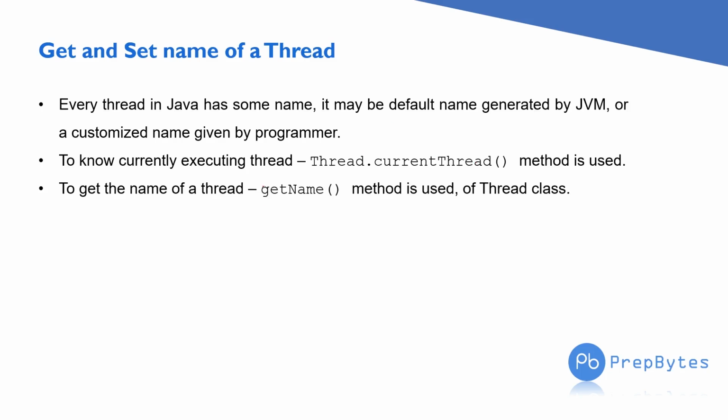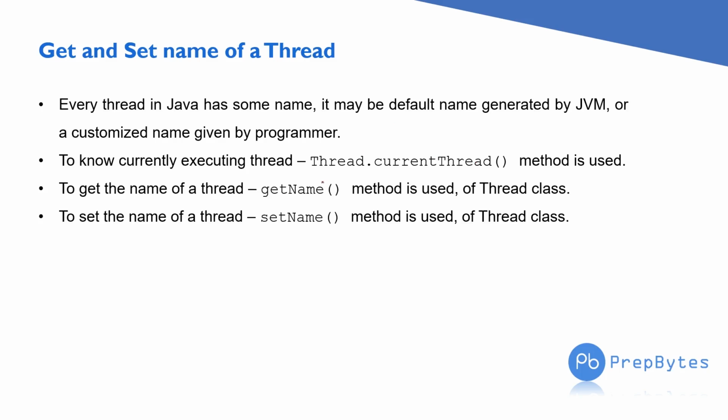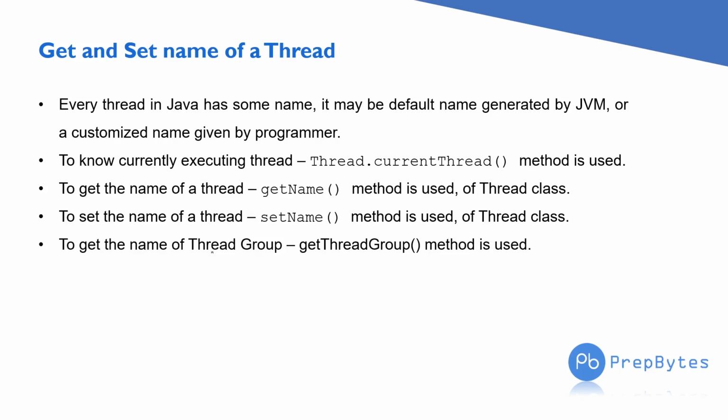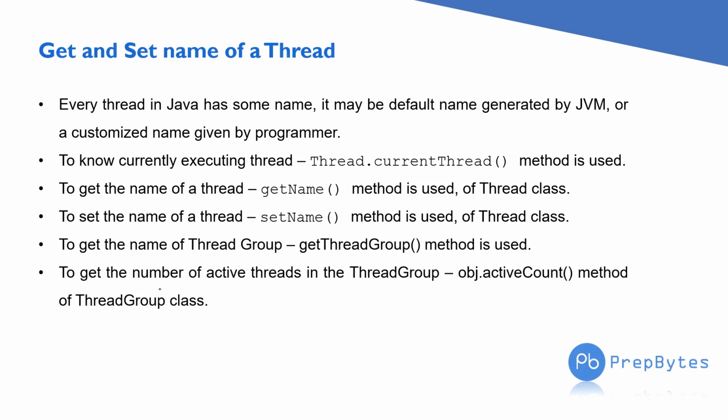To get the name of a thread, we will use the getName method of the Thread class. To set the name of a thread, we will use the setName method. These methods are all in the Thread class. To get the thread group of a thread, we will use the getThreadGroup method. To get the number of active threads in a thread group, we will use the activeCount method. This method is not in the Thread class; it is present in the ThreadGroup class.